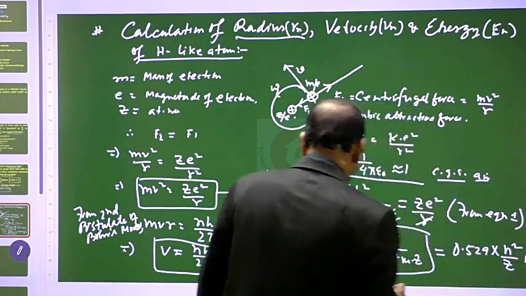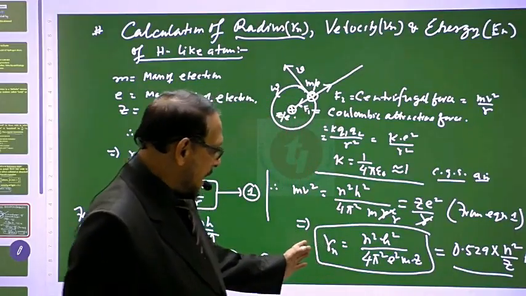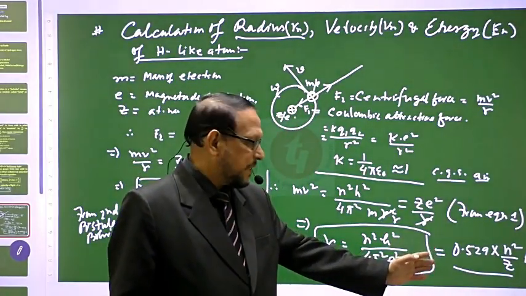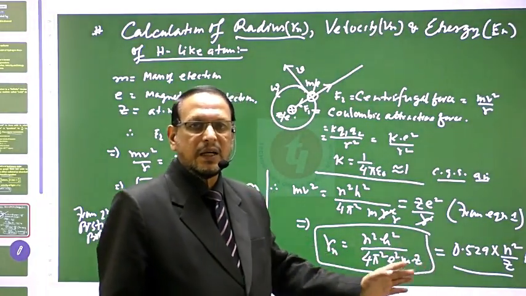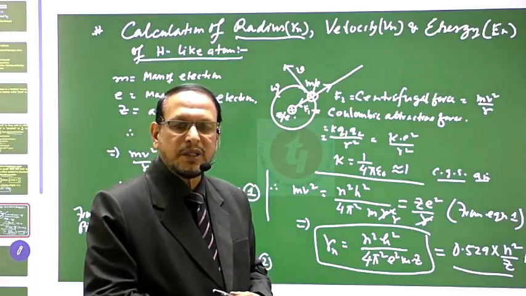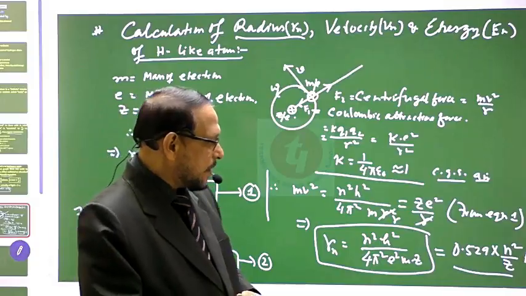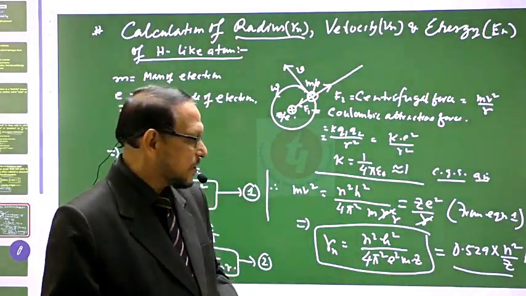So this is very, very important. This is the radius of the atom, where n is the number of the orbit, and Z is the atomic number. For hydrogen, Z is equal to 1. For lithium, Z is equal to 3. Helium, Z is equal to 2. Like that. So it is applicable for one-electron systems, not for multi-electron systems.